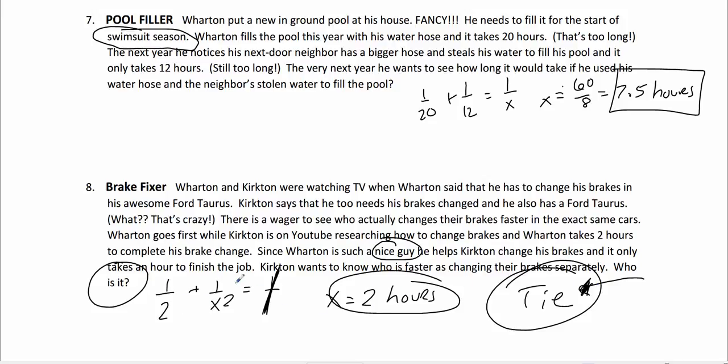So it takes 2 hours. That was a quick way to do it. You can put it in your calculator, or you can find a common denominator, and that's fine too. But you'll get 2 hours for Kirkton. So therefore, who finishes faster? Nobody. Nobody knows. All right, that was your 5.5 section.